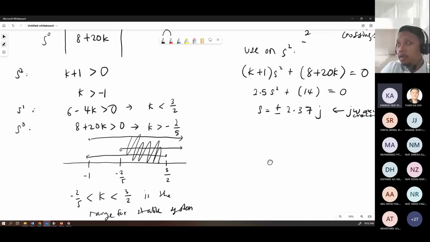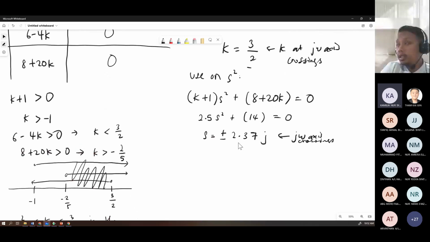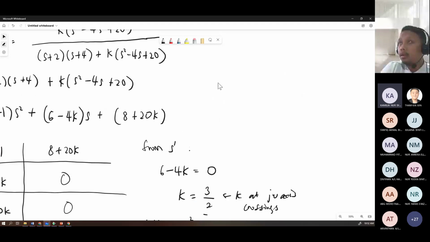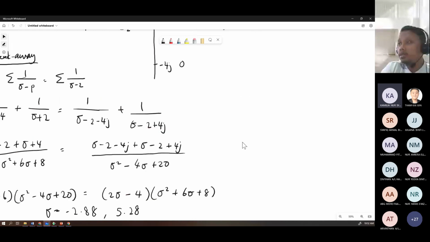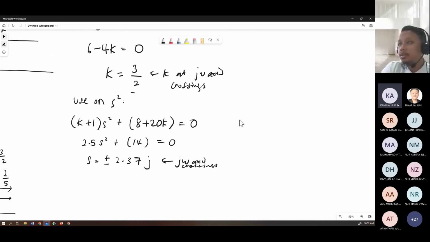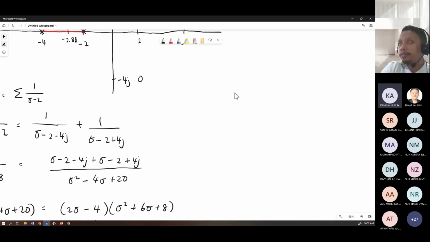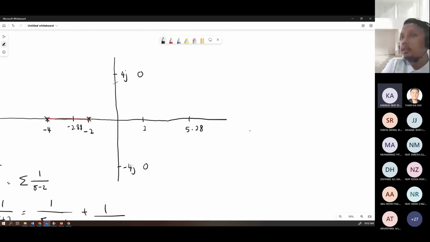Okay. Now we have all of the things. Maybe we can sketch this J omega axis crossing on the S plane. Berapa tadi lupa? 2.37. So it's somewhere here. Okay, so when you do the tutorial later, if I did some mistake, please let me know. Okay.